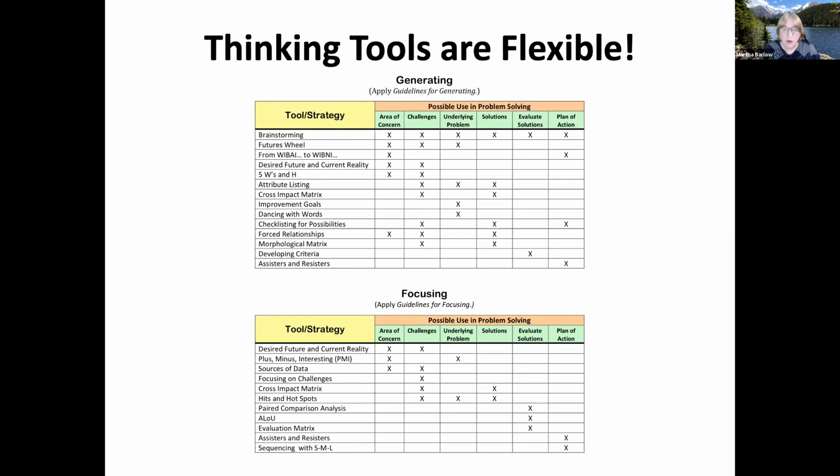So each tool, even though it's listed in a certain section like action plan or underlying problem, may not be useful only to that area. It could be useful to other areas. One we didn't go over was futures wheel, but it could be used in area of concern, challenges, or underlying problem. WIBI to WIBNI could be used looking at your area of concern, but also when you're working on your plan of action. So this chart just shows you that many of these tools can be used in a variety of ways.